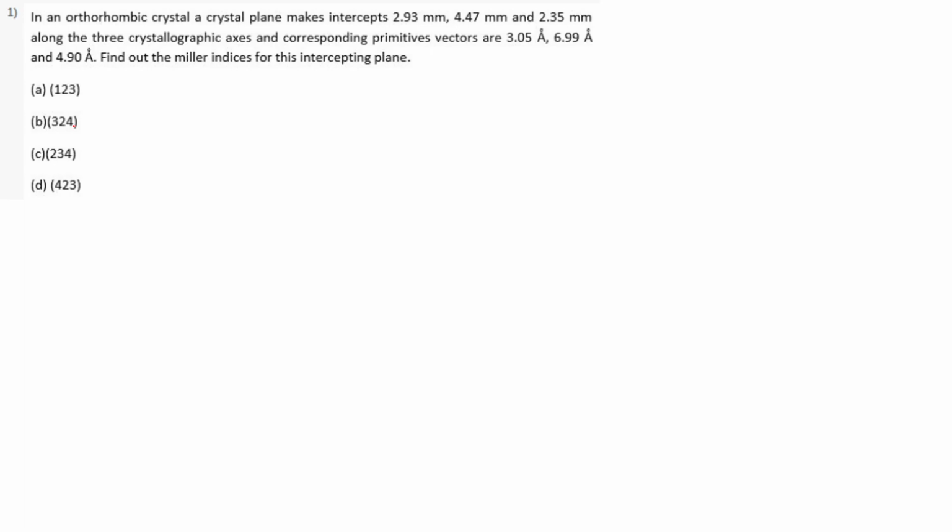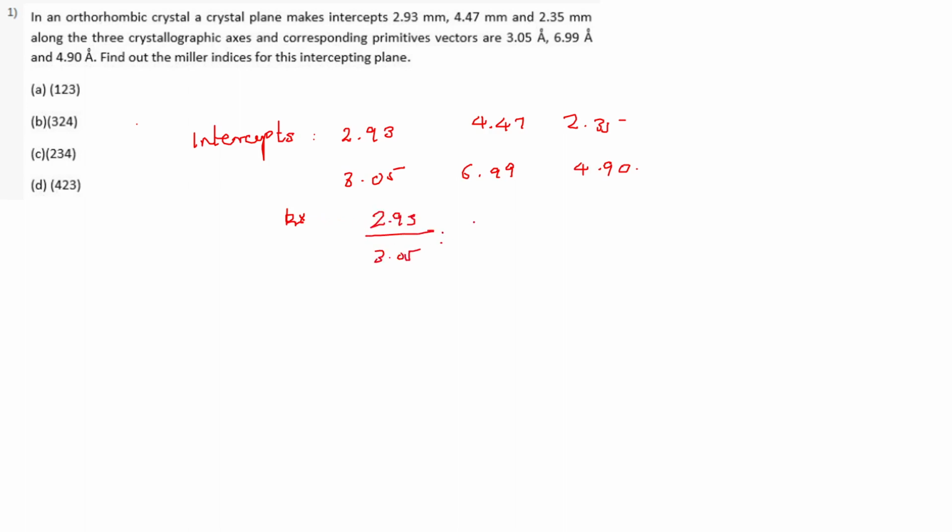What answer are you getting? Did anyone say? Here intercepts are 2.93, 4.47, 2.35, and primitive vectors are 3.05, 6.99 and 4.90. Then we have to find the Miller indices. How will you do it? 2.93 divided by 3.05 is 0.96, 4.47 divided by 6.99 is 0.64, 2.35 divided by 4.90 is 0.48. We discussed this last class. Just take the ratio and make it in whole form, then you will get the answer.